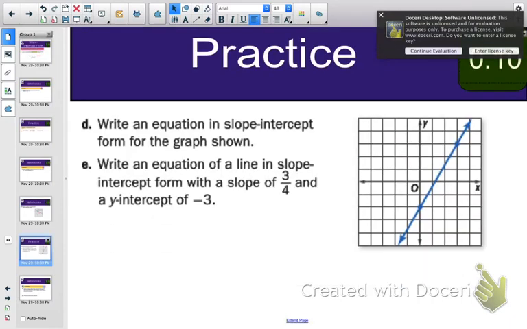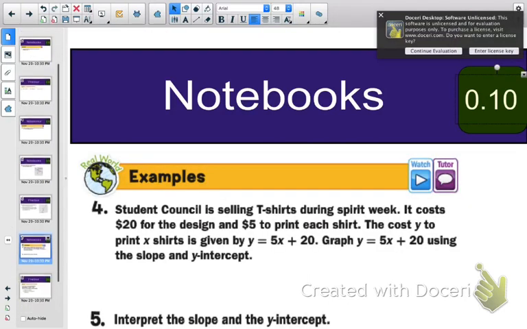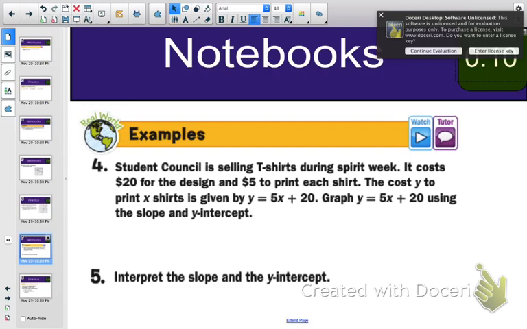Alright. Same one here on D, you're just writing the equation of this line. And then E is just giving you the slope and the y-intercept. So go ahead and you can try these. Okay, 4 and 5.